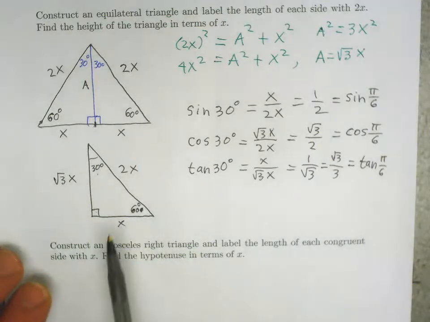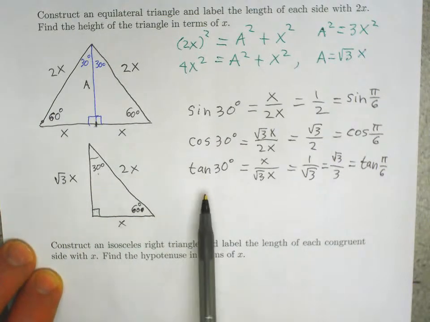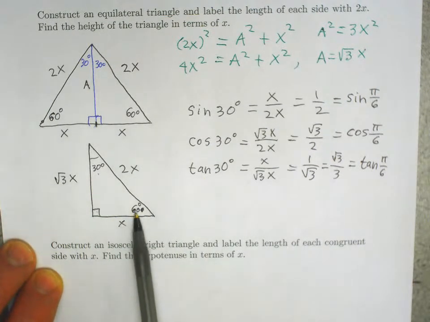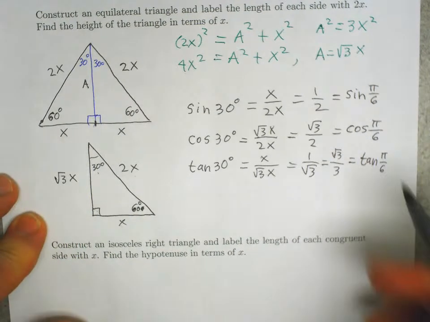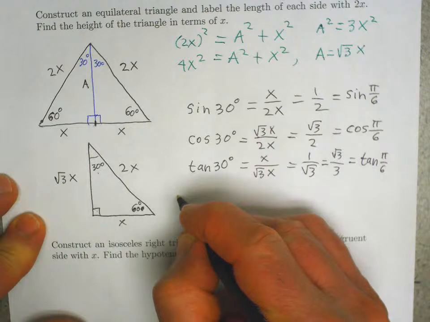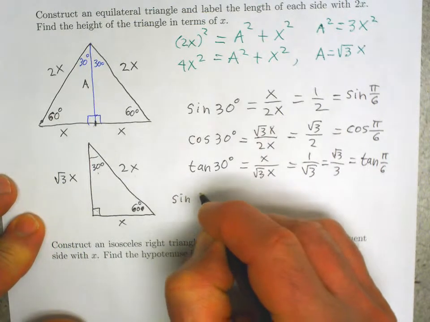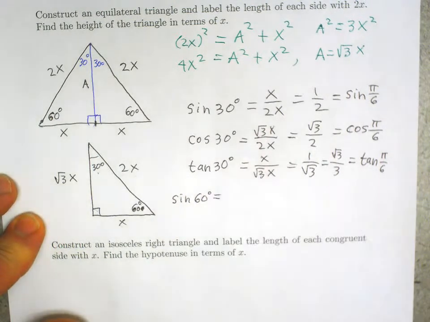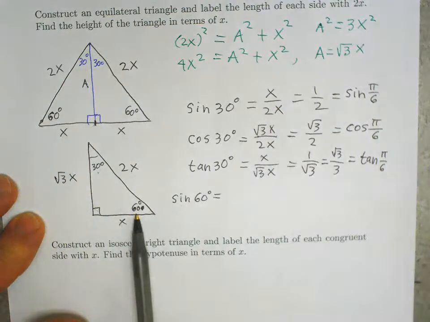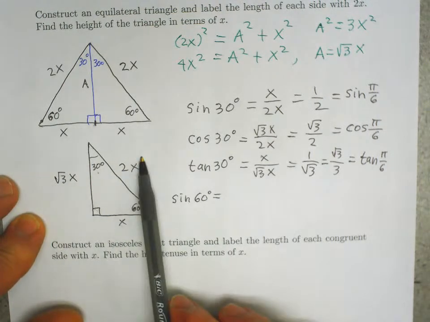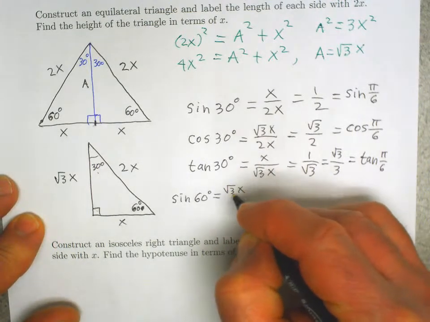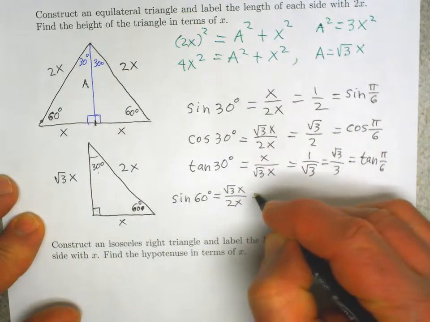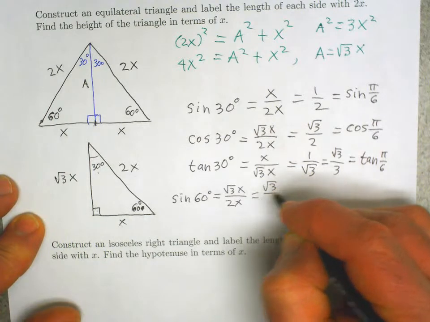Okay, but I want to find sine, cosine, and tangent of the other acute angle, the 60-degree angle. So let's first find sine of 60. So here's the 60-degree angle, opposite over hypotenuse. So we get the square root of 3x over 2x. The x is canceled, so we get the square root of 3 over 2.